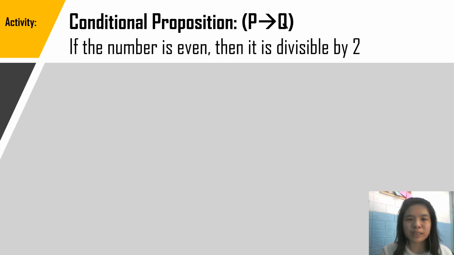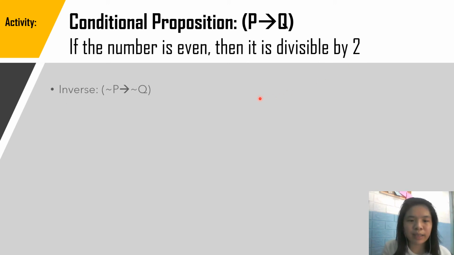Let us now proceed to our activity with the conditional proposition statement: if a number is even, then it is divisible by 2. The first thing you need to do is to identify the hypothesis and the conclusion. What do you think is our hypothesis here? Our hypothesis is: if the number is even. How about our conclusion? Then, it is divisible by 2 is our conclusion.